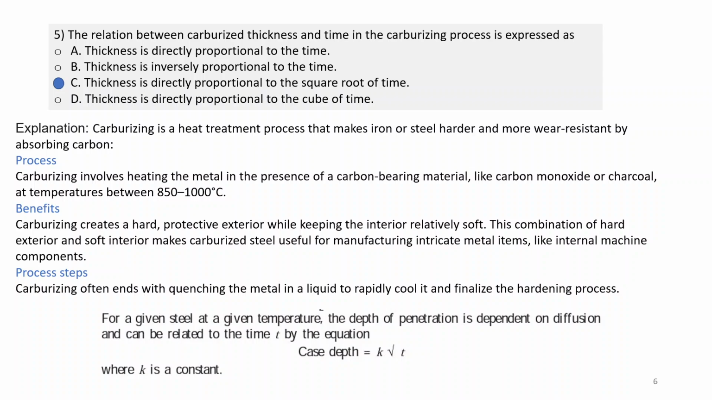Process tips: carburizing often ends with quenching the metal in a liquid to rapidly cool it and finalize the hardening process. And for a given steel at a given temperature, the depth of penetration is dependent on the diffusion and can be related to the time t by the equation depth equal to K under root t. Here K is a constant.